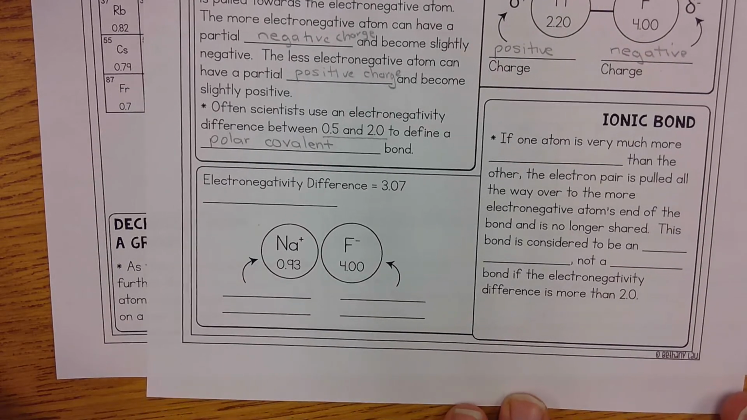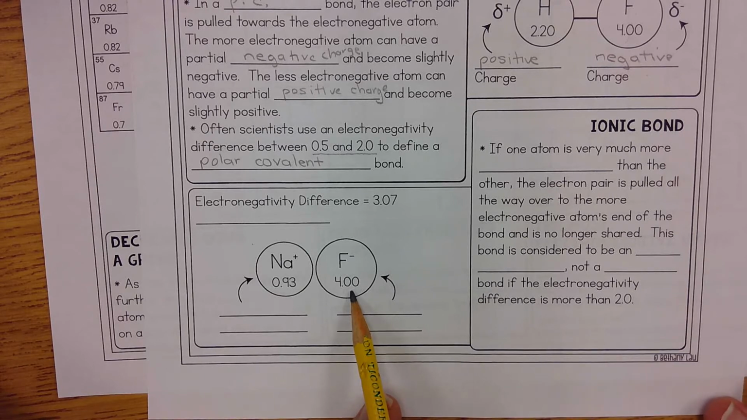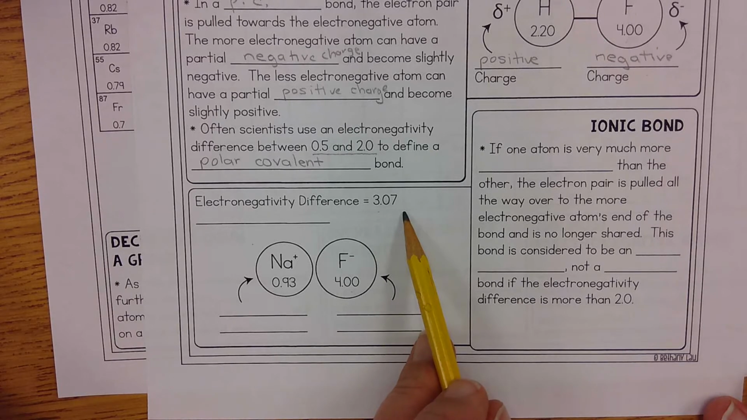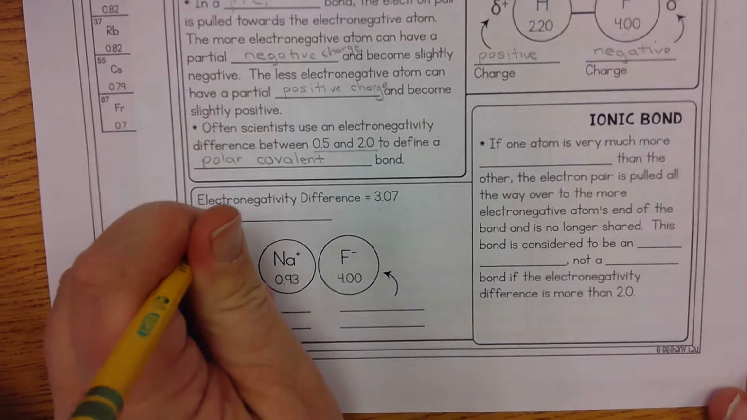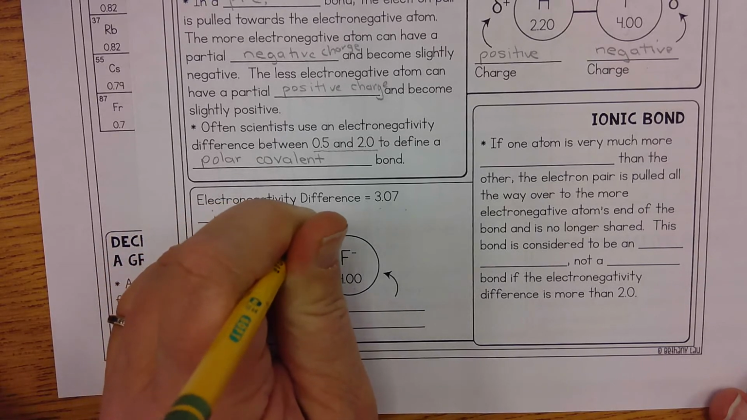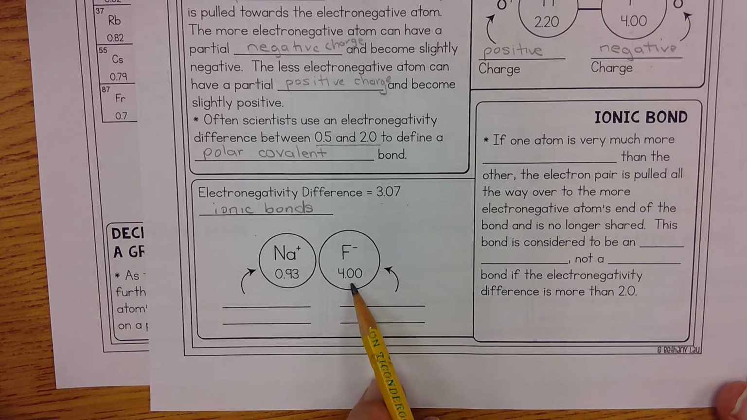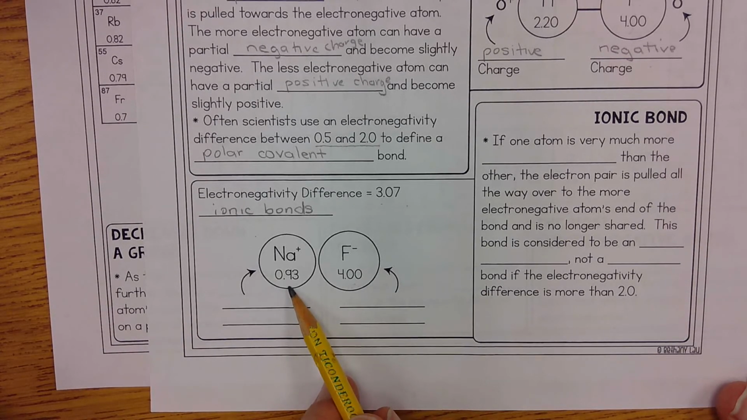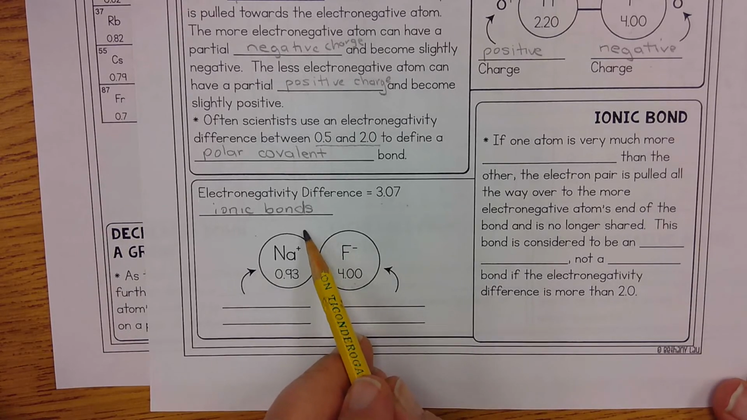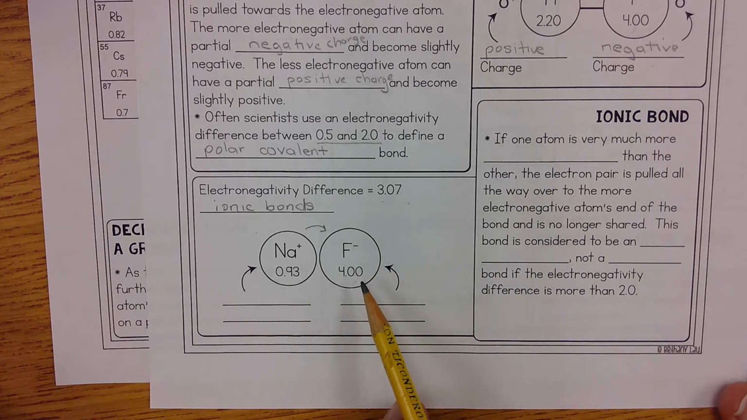The third type of bond we have down here is usually between a metal and a nonmetal. And you see this very large electronegativity difference. It's 3.07. These are called ionic bonds. Basically, the electronegativity is so strong over here and so weak over here that sodium just gives the electron away to fluorine. It's just like, here, you take it. I don't want it. It is much more stable over here.